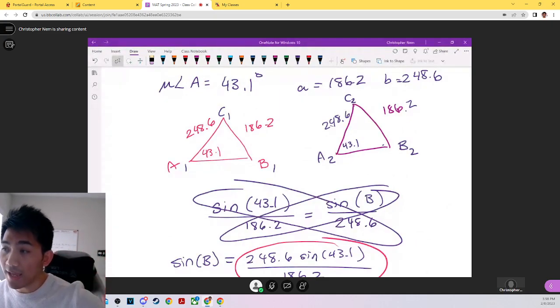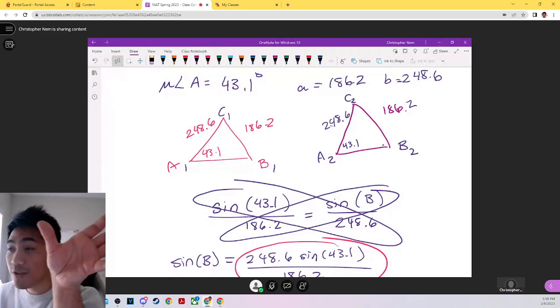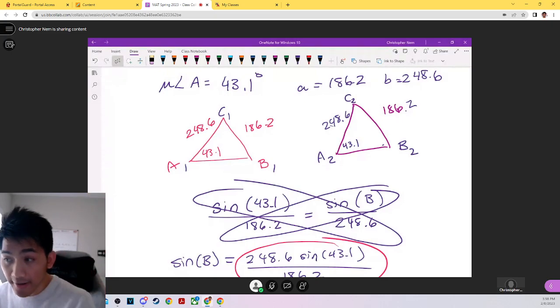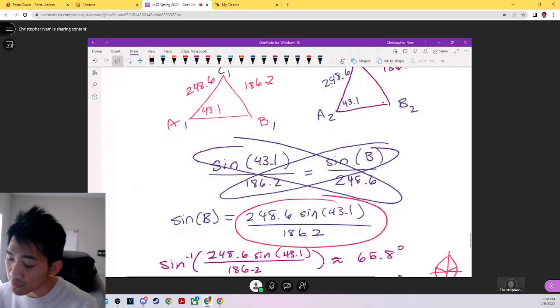So I'm going to call this A1, B1, C1, and A2, B2, C2 triangle. That way we can differentiate them. You need to solve for the other remaining sides and the other remaining angle measurements. They're going to be different. That's the case where we have two solutions.